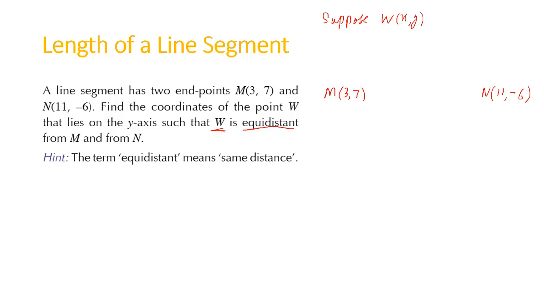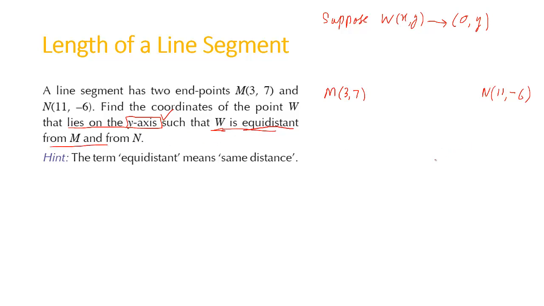Okay, and you can see here W lies on the y-axis. We have just learned that any point which is on the y-axis has first coordinate 0. So W will be (0, y). Why is the first coordinate 0? Because W lies on the y-axis. That's why its first coordinate is 0.